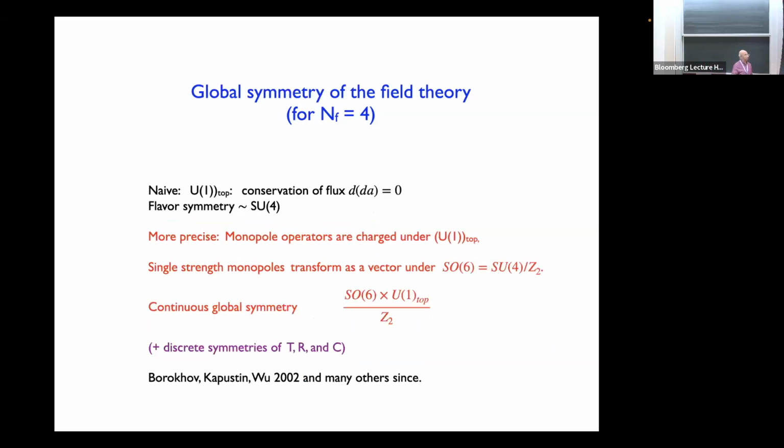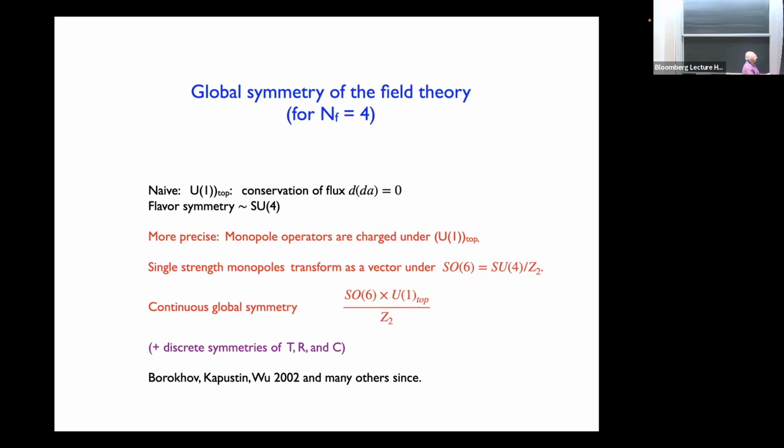Okay, now let's ask about the global symmetry. I described the lattice system and told you what the global symmetry was. Now let's look at the field theory that I'm going to talk about, my second actor in this talk. Let me just state the results for NF equals 4. What is the global symmetry of the field theory? Of course, if it's a CFT, there's the entire conformal symmetry. I'm not going to talk about that. I'm going to talk about the internal symmetry.